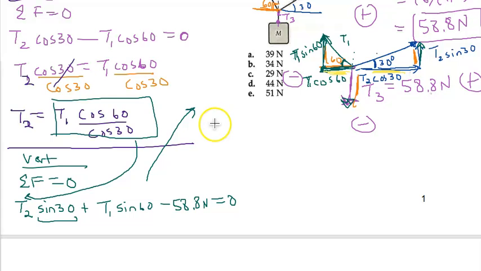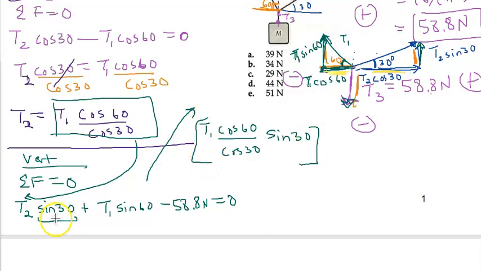That gives you T1 cos 60 over cos 30 times sine 30, all of that, because that just went in for T2. And then we have plus T1 sine of 60. I'm going to bring this over to the other side, equals 58.8. Okay, we're in the home stretch. We only have a single variable left here.